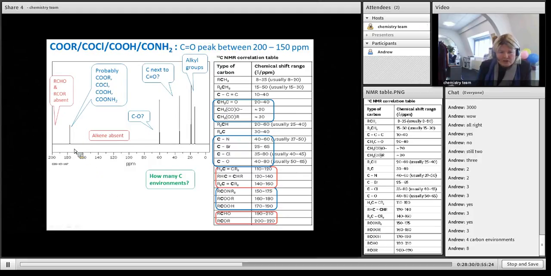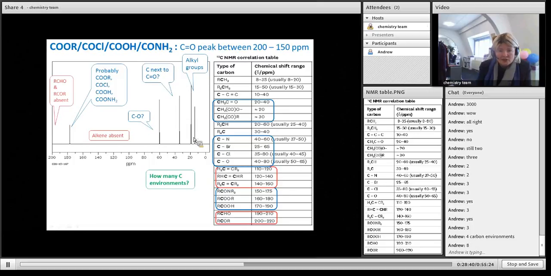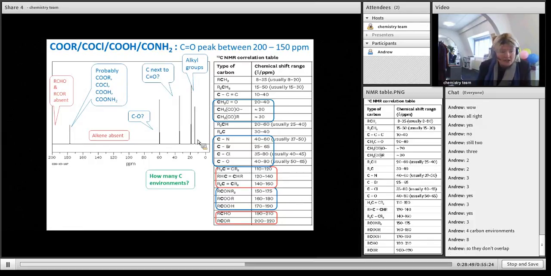Ooh, 8. I'm not quite sure where we got 8 from. There's a peak here. Remember, the carbon environments correspond to the peaks. So I've got a peak 1, 2 at 60, 3 at round about 35, 4 at 20, and 5 at round about 15. So I've got 5 peaks. So I've got 5 carbon environments.